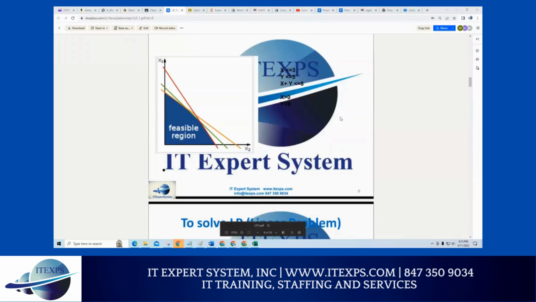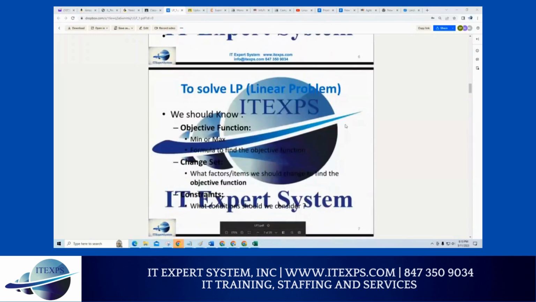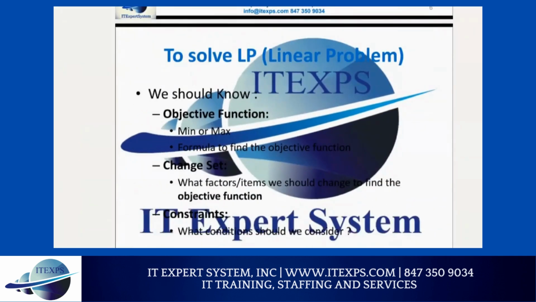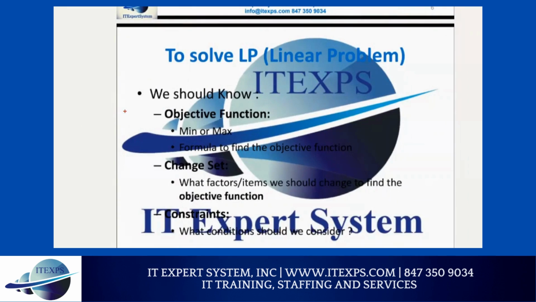So first thing, anytime you do linear problem solving, always remember you need to know three things. You need to know what problem you're trying to solve, which is the objective. Is it a min or max? And we need to find a formula. Second, you need to know the change set: what you can change, so that you can adjust it. And third, your constraints. So always remember three things: the objective function, what changes you're making, what you can move up or down, and third, the constraints.